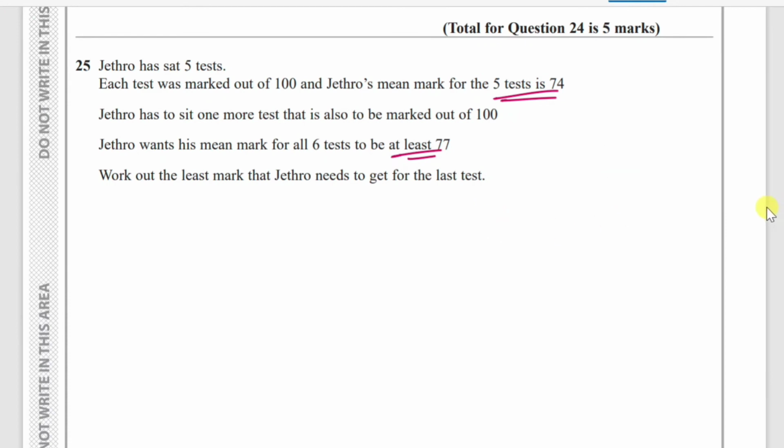Now, here's an easy way to do this, guys, when it comes to mean. They always seem to like drop this. So let's firstly work with the 5 tests. For the 5 tests, if the mean mark was 74, if the average was 74, that means the total would be the average times how many tests you did. So it'd be 74 times 5. We don't know exactly what all the values were, but if on average everything's 74, just multiply by 5 and you get 370.